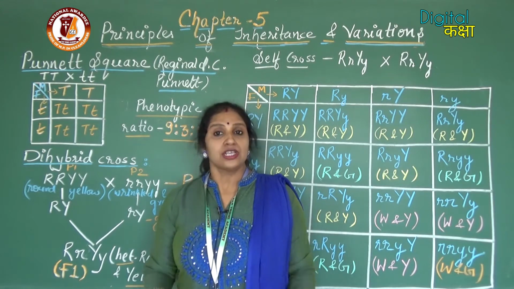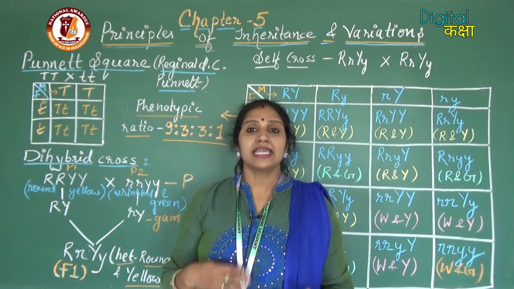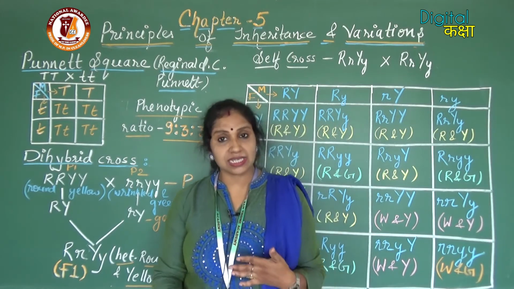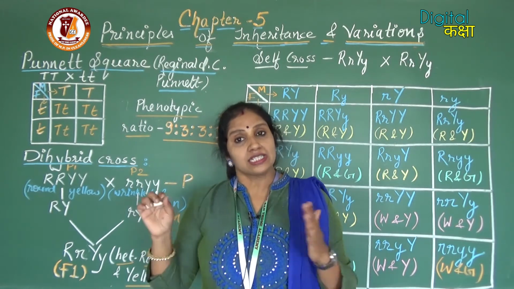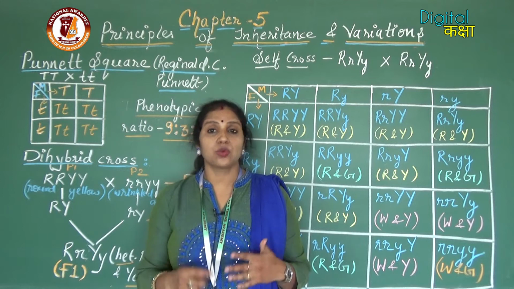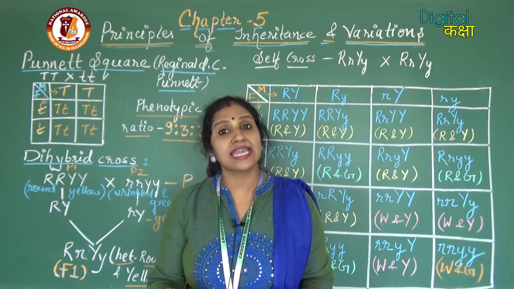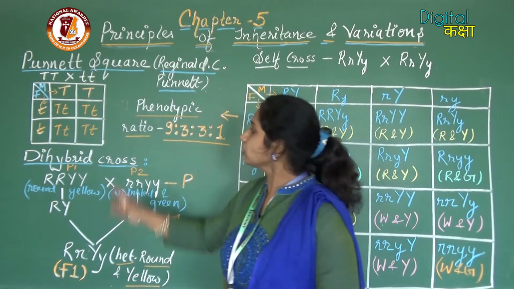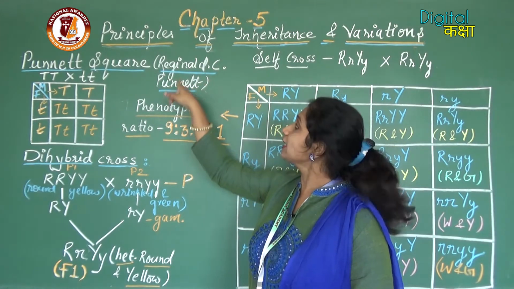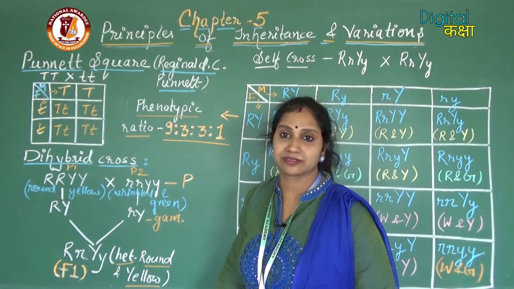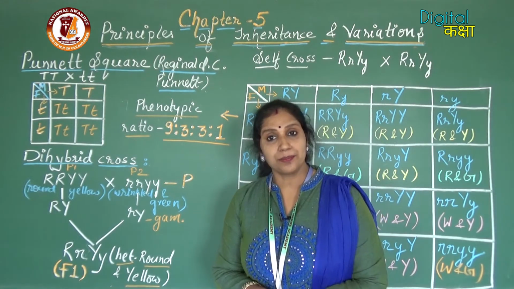So this Punnett Square method or the checkerboard method is simply a diagrammatic or graphical representation of the cross in square boxes, in which we can see the probability of genotypes in the next generation. So this was about the Punnett Square, which was designed by Reginald C. Punnett. Now we will move to the dihybrid cross by Mendel.